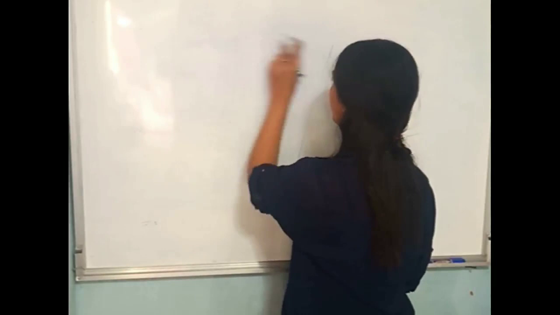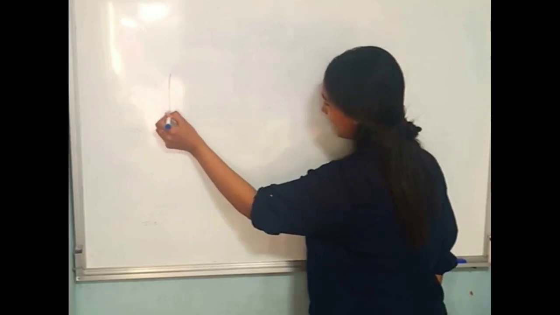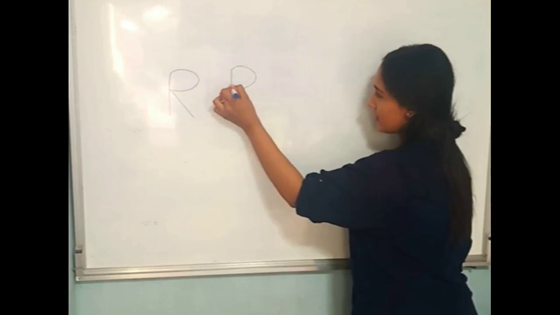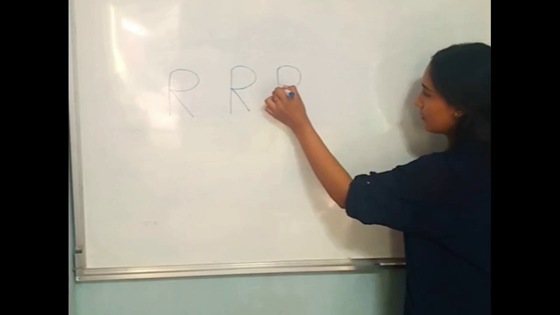R. Okay, so we have one standing line and we will put a cup and one cross line. R. One standing line, one cup, one cross line. R.